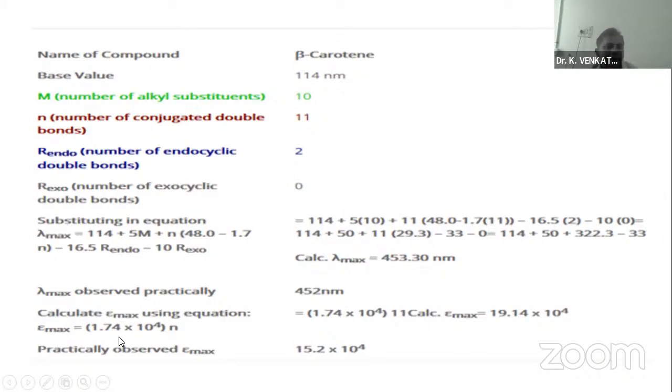And how do we calculate the molar absorptivity? This is the formula, ma'am. 1.74 into 10 to the power 4 into 11. So n is the number of conjugated double bonds. So for molar absorptivity, 19.14 into 10 to the power of 4. This is the theoretical value, and the practically observed value is 15.2 into 10 to the power of 4, madam. This is the practical value.